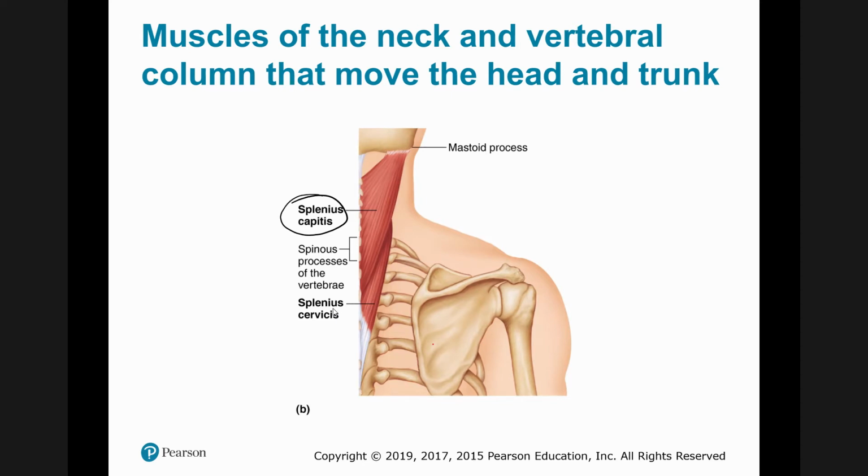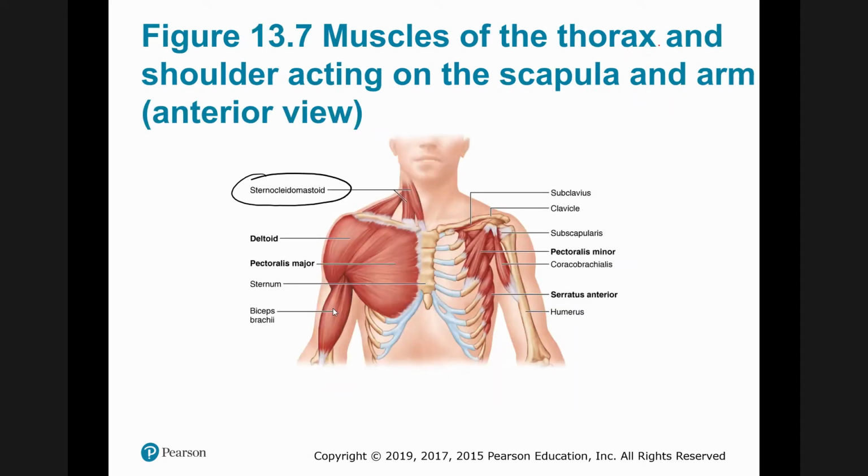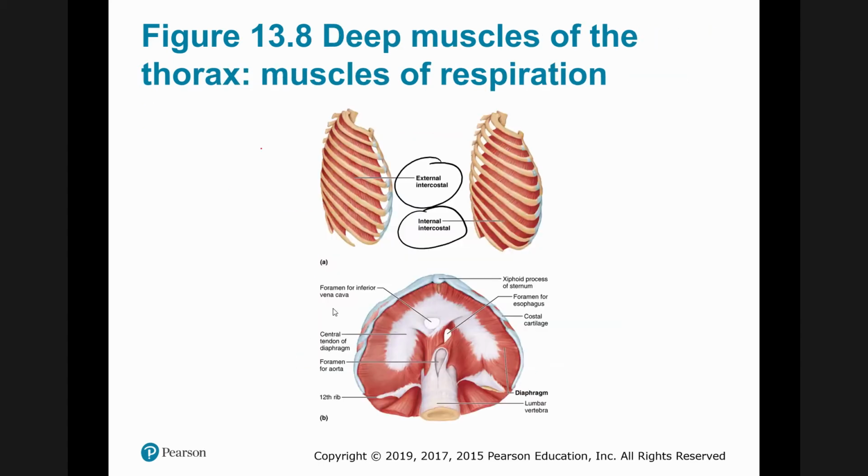And this is just an introduction. Again, these are the muscles of the neck and vertebral column that help in moving your head, and also help in moving your trunk. Then the muscles of the thorax and shoulder that act on the scapula. We have many of those, but here we are not interested in that yet. We'll talk about it next week. You just need to know the sternocleidomastoid.